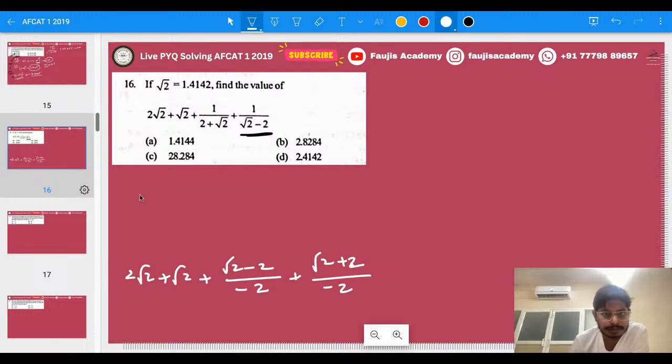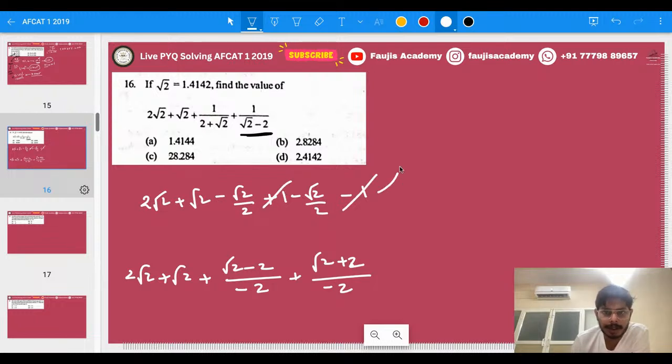Let me make some space. That means 2 root 2 plus root 2, right? We'll get how much? Minus root 2 by 2, isn't it? This is plus minus minus minus minus plus 1, right? Then over here, not plus. This is what you have to be very, very careful about. Minus root 2 by 2 and plus plus plus plus minus minus 1. Okay, this one gone, this one gone.